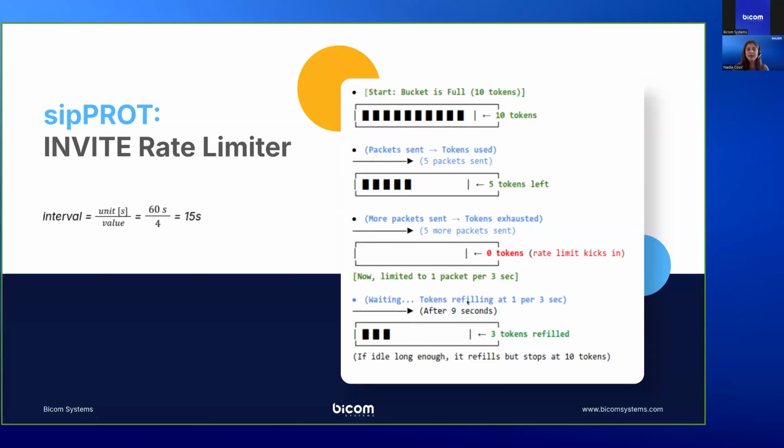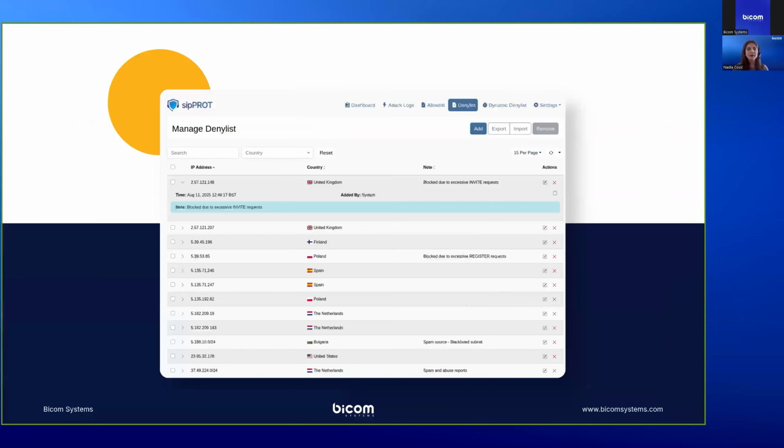IP addresses that have the rate limiter applied to them for the amount of time defined in the block threshold will be permanently blocked, with a note in the denial list saying that it was blocked due to excessive invite requests, as you can see here on this slide. And allowed IPs will be exempt from the rate limiter.